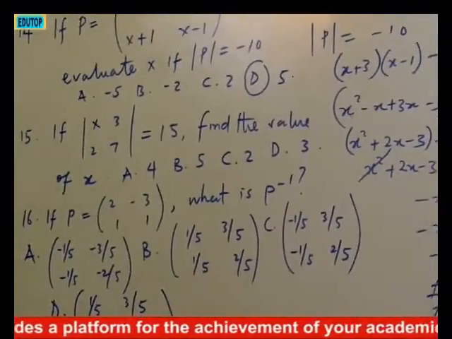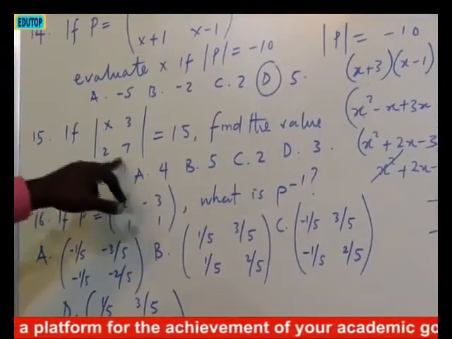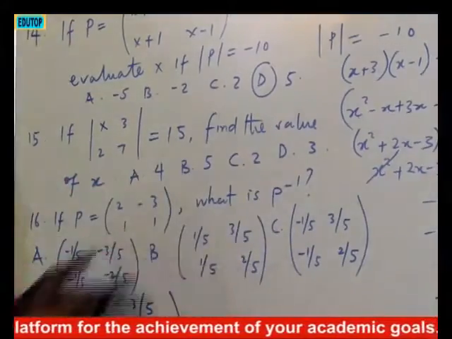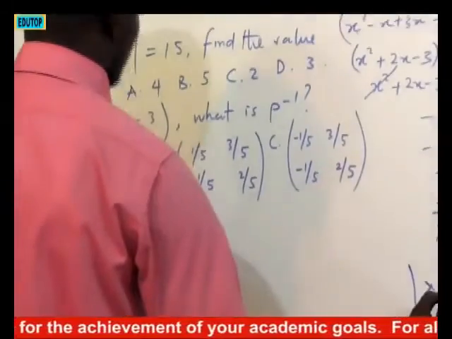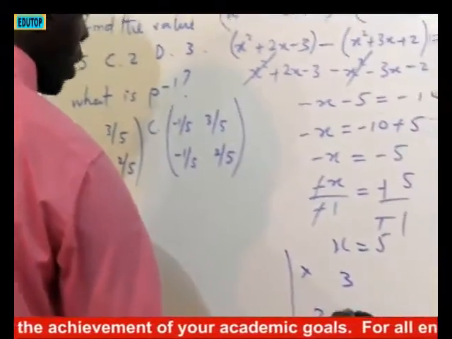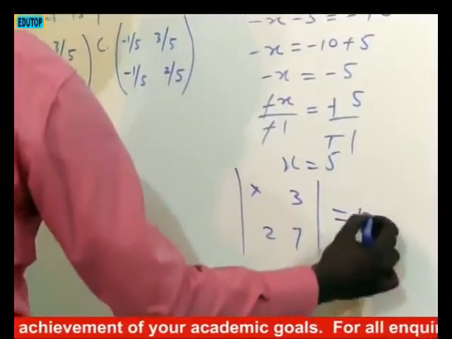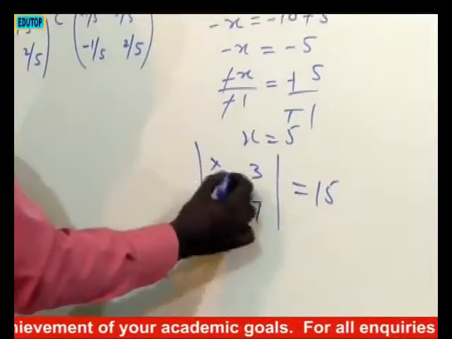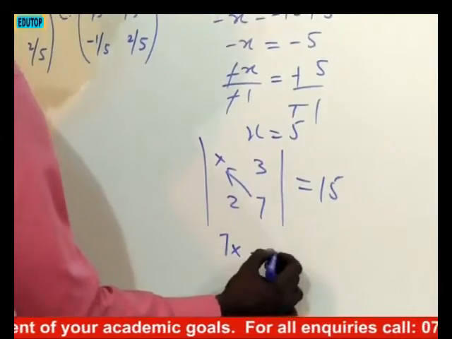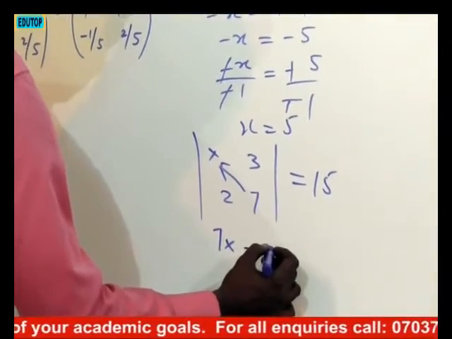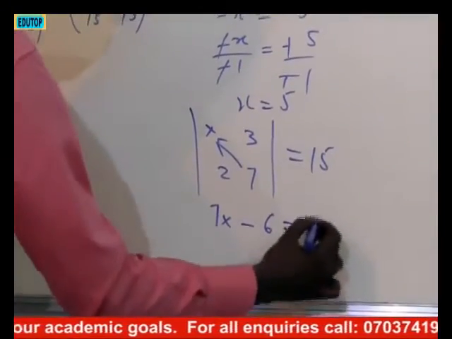Then question 15 says that if this is equal to this, find the value of x. This one is very direct. So we have to look for the determinant of x, 3, 2, 7, and the determinant has been given to be 15. So just cross multiply. This times this, that's 7x, minus this times this, that is the way to look for the determinant. That's 6 equals 15.